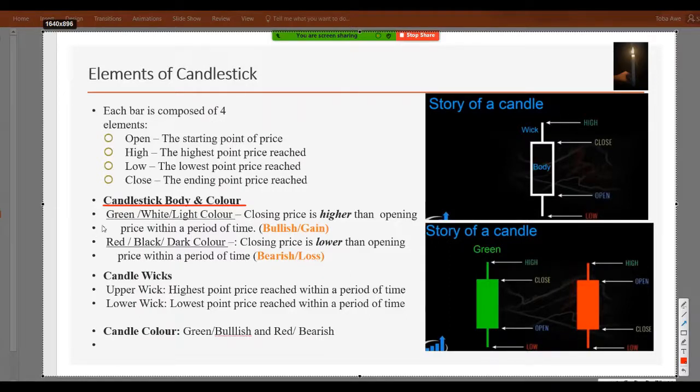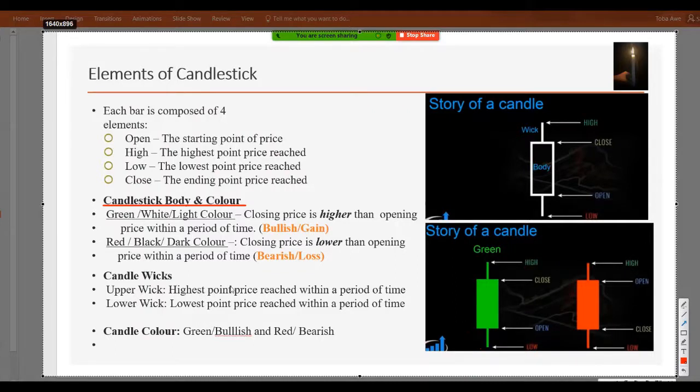Now sometimes they use green, white, or any light color to signify the bullish candle, and sometimes they use black or any dark color to signify the red candle. Okay, so let me just go through it again. This is the opening price and this is the lowest price. Price went down here, then it went up higher, then it came down and closed here. So the opening price is higher than the closing price. You have a green candle. But when it is the other way around, this is the opening and this is the close, so you have a red candle. Okay.